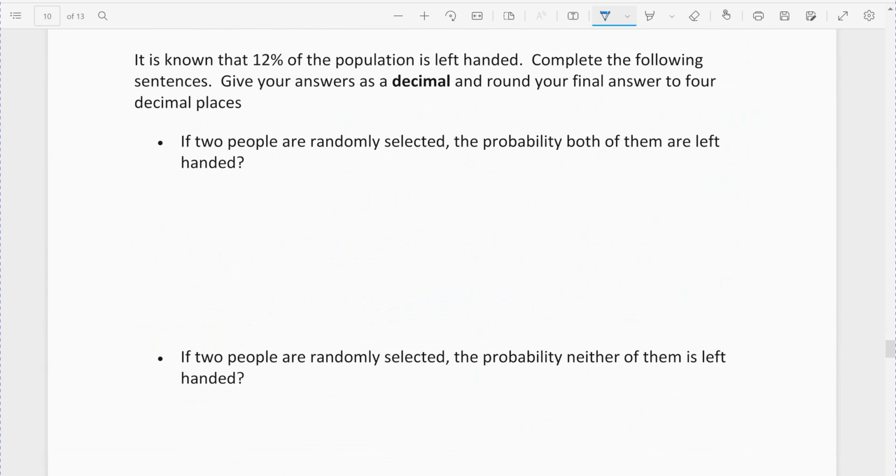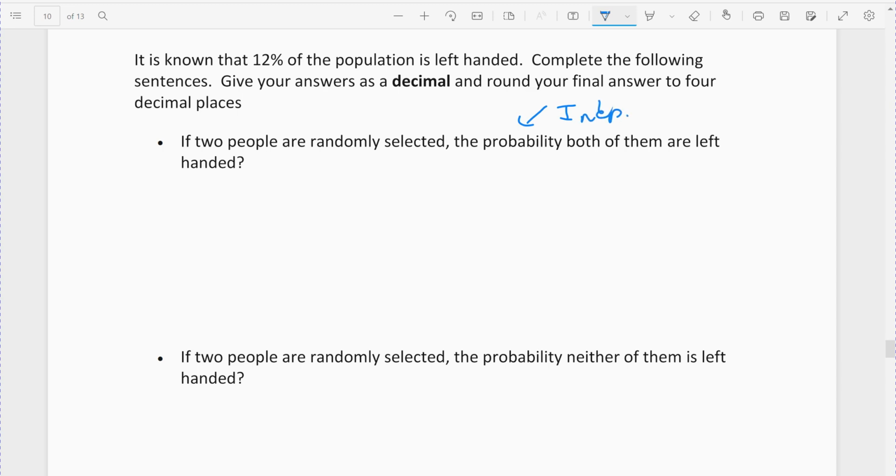Alright, it is known that 12% of the population is left-handed. Complete the following sentence, give your answer as a decimal, round your final answer to 4 decimal places. Alright. If 2 people are randomly selected, the probability that both of them are left-handed. If we're just randomly picking 2 people, these are independent events.